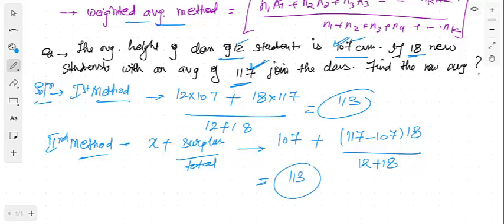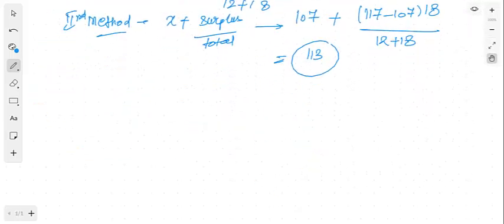So x is the initial average given, then the other average which is given is how much surplus over this, it is 117 minus 107, whatever value this is, and this surplus is for the new number of students, which is 18. So into 18 divided by 12 plus 18, this will give you the answer. Let us solve one more question on the same approach of the surplus method.